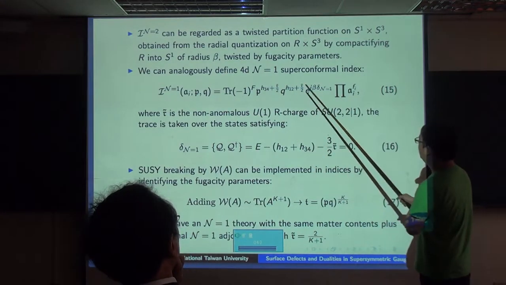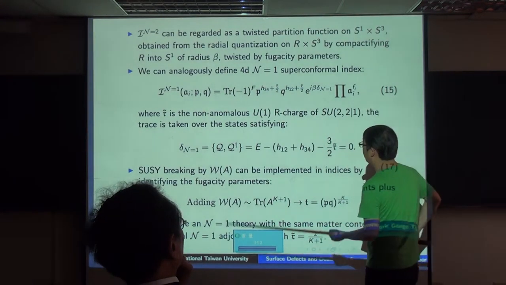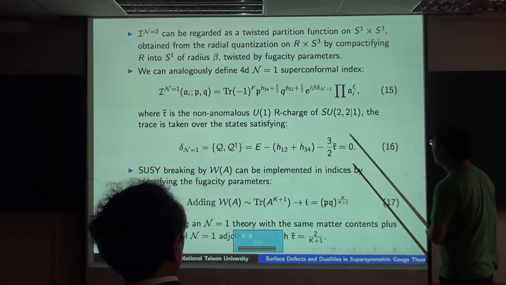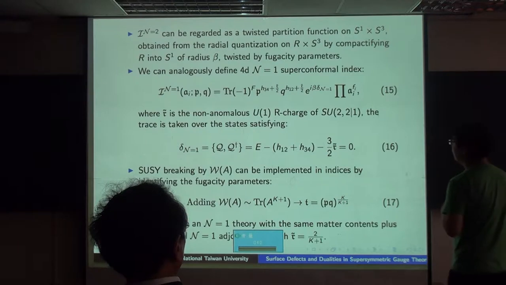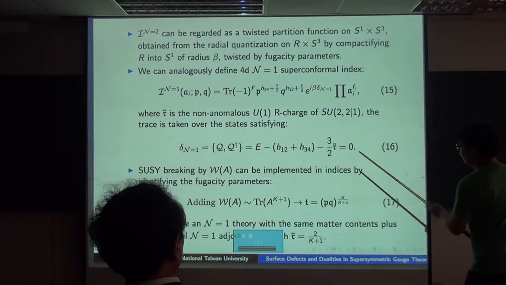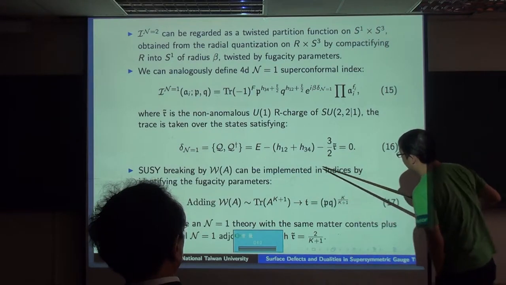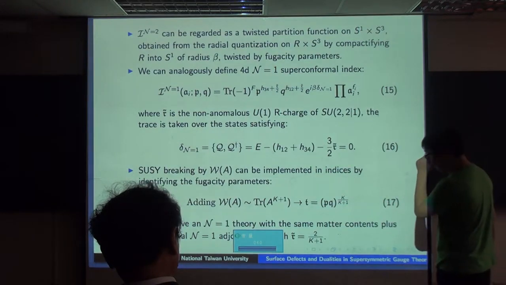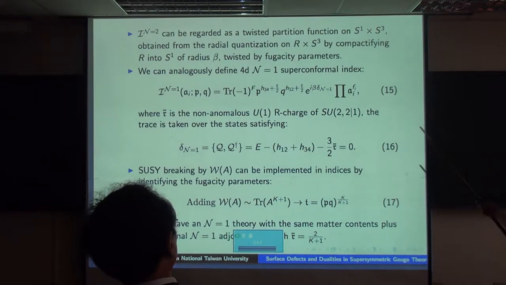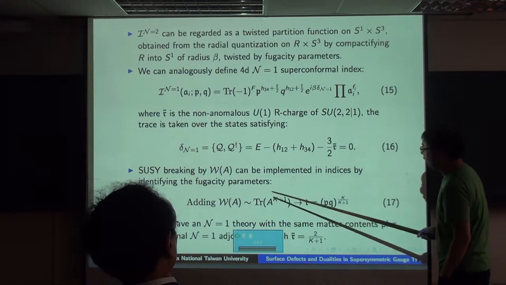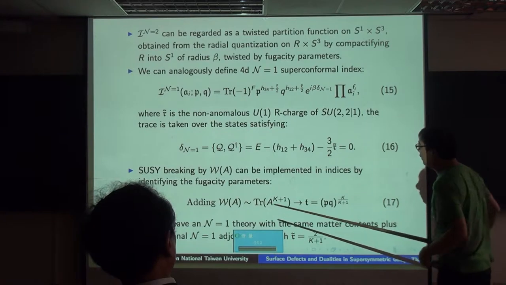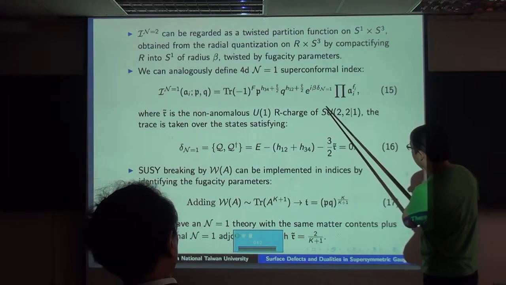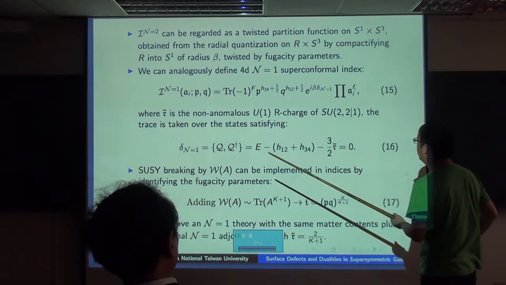So we can do an analogous definition for the N=1 superconformal index as well. There are all the labels which are in the contents of the N=1 superconformal symmetry group, and there's this analogous zero energy condition. We can implement the supersymmetry breaking condition that was introduced by the superpotential earlier by relating the fugacity parameters for those different symmetries.